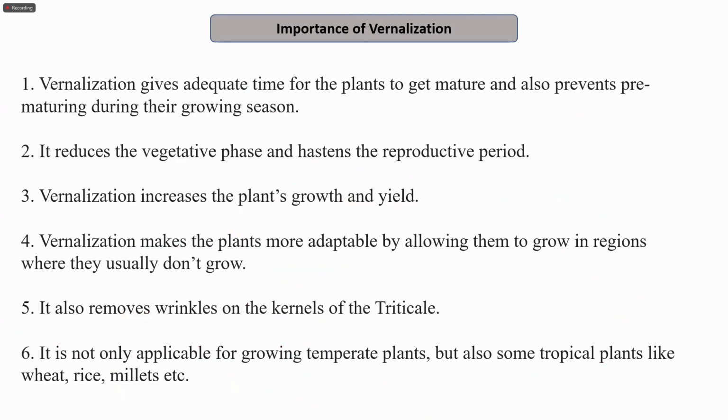So, what is the importance of vernalization? Vernalization gives adequate time for the plants to get mature and also prevents premature flowering during the growing season. It gives the plants the chance to get mature at a specific time, and it gives adequate time for the plants to get mature before growing.